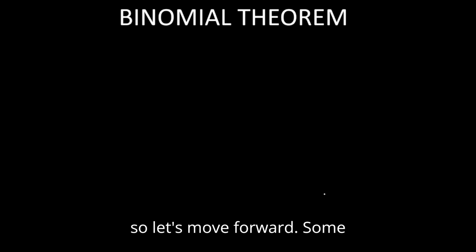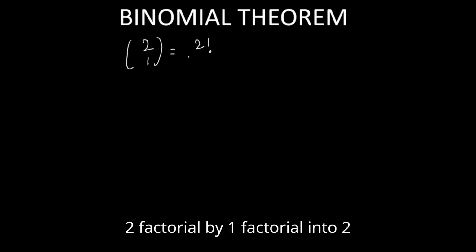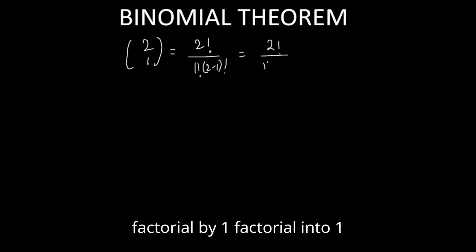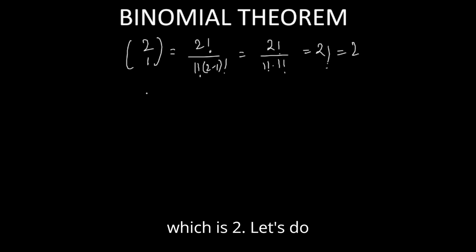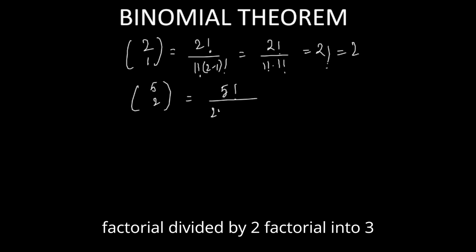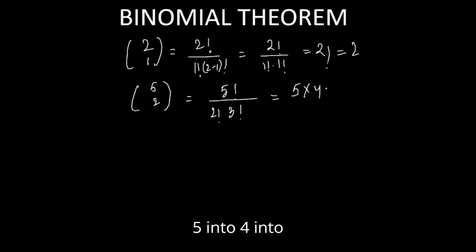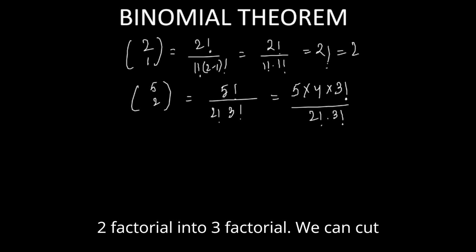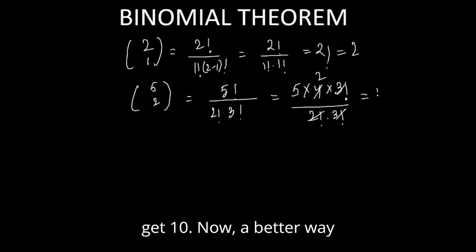Okay, so let's move forward. Some examples: 2C1 equals 2 factorial divided by 1 factorial times 2 minus 1 factorial, which is simply 2 factorial divided by 1 factorial times 1 factorial. This equals 2 factorial, which is 2. Let's do another one, 5C2. 5C2 is 5 factorial divided by 2 factorial times 3 factorial. 5 factorial can be written as 5 times 4 times 3 factorial, divided by 2 factorial times 3 factorial. We can cancel the 3 factorials. Since 2 factorial is 2, we cancel it and we get 10.